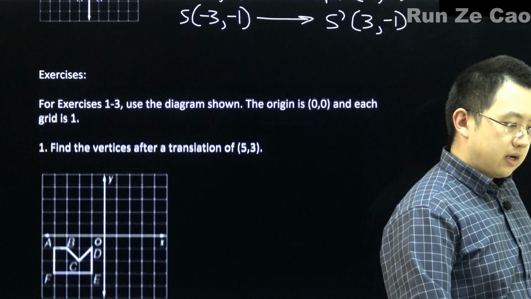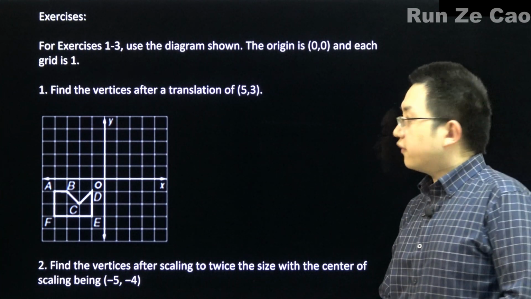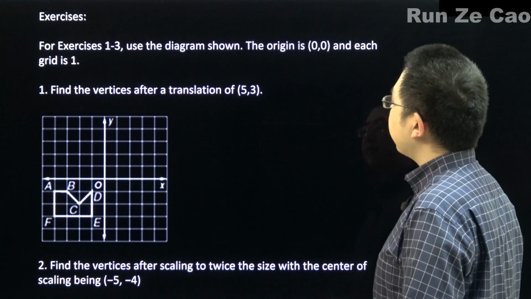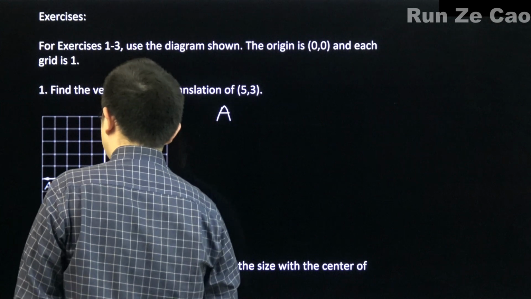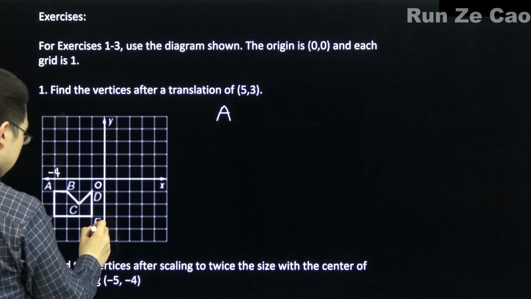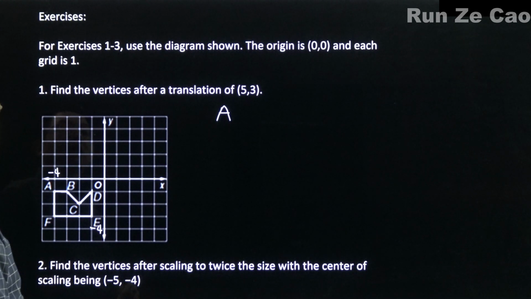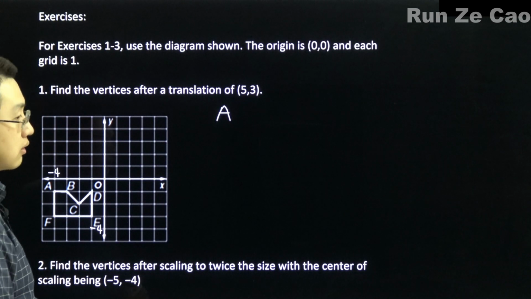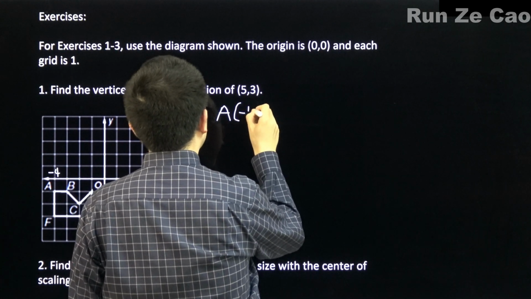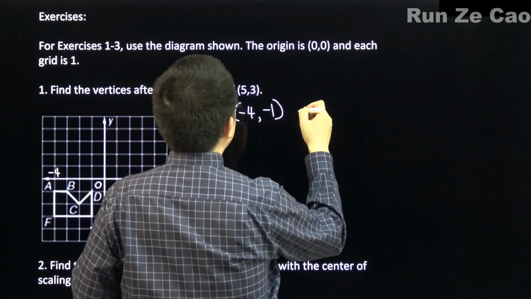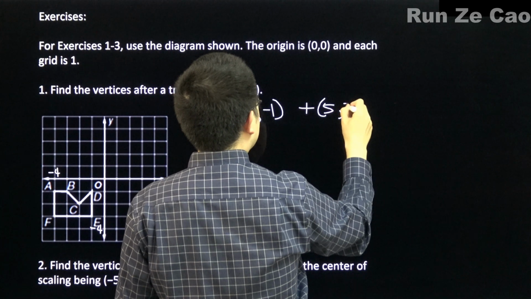Now, for exercises 1 to 3, use the diagram shown. The origin is 0, 0, and each grid is 1. So find the vertices after a translation of 5, 3. Well, A is, according to this diagram, negative 4, negative 4. It didn't say graph the figure after the translation. Okay, that's a little less trouble for us. So A is at negative 4, negative 1, and the translation is plus 5, 3.